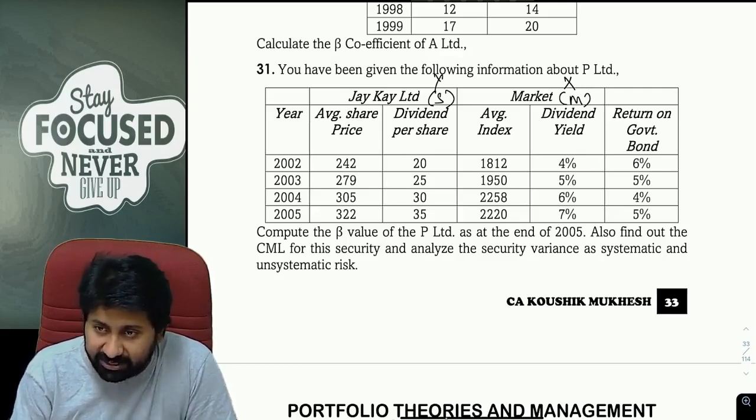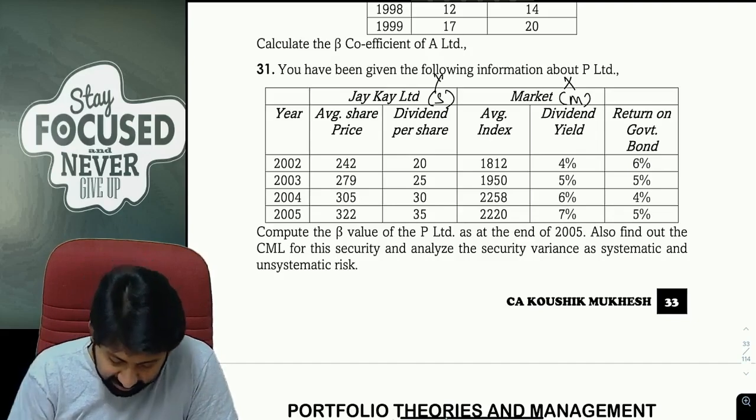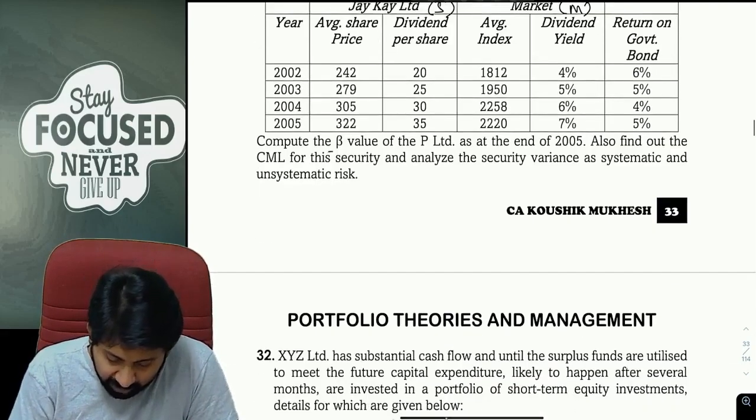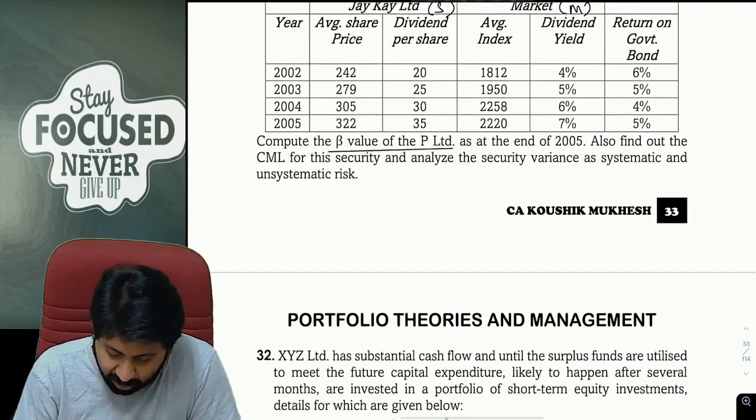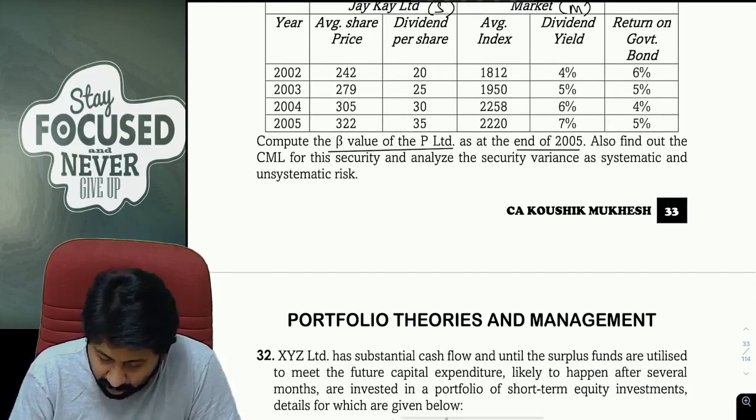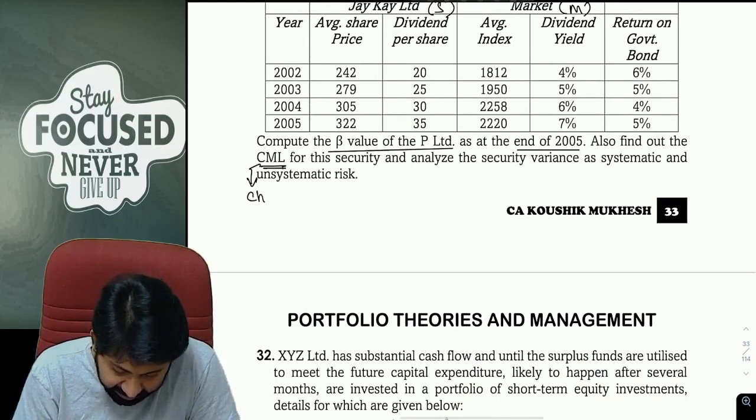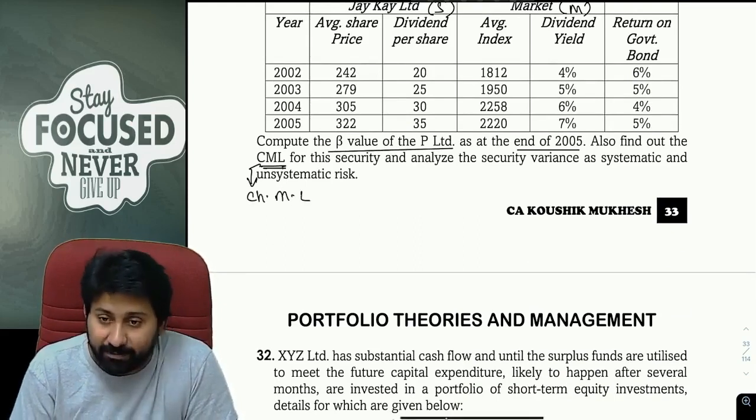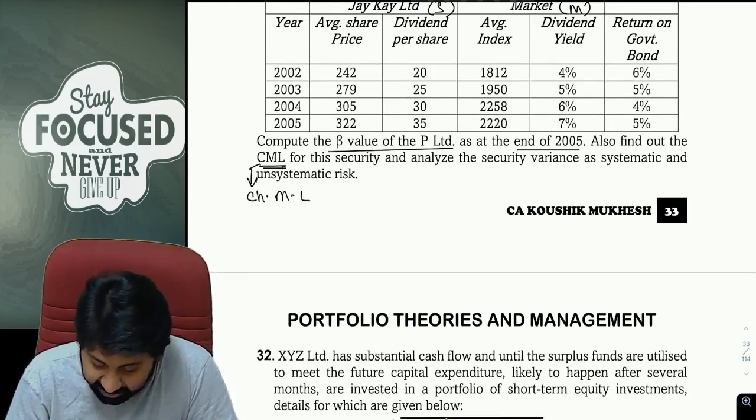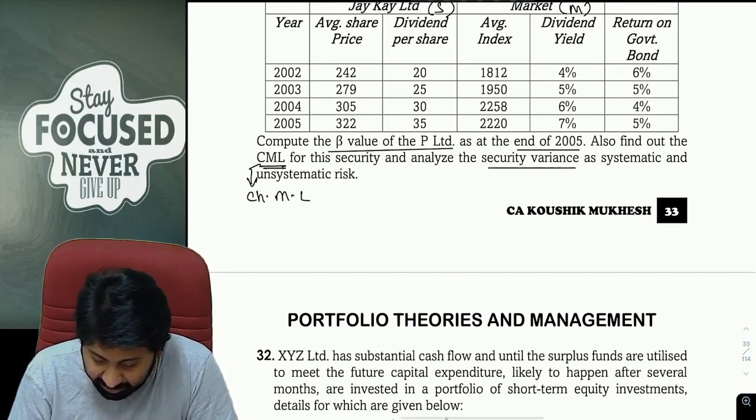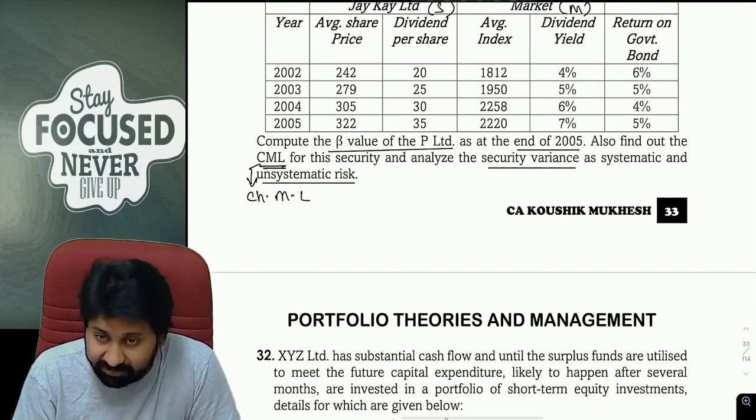Dividend yield is given. Return on the government bonds is given. Compute the beta value of P Limited as at the end of 2005. Also find out CML for this security, means characteristic market line, not capital market line, and analyze the security variance as a systematic and unsystematic risk.